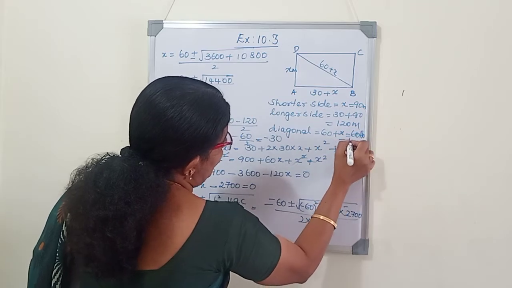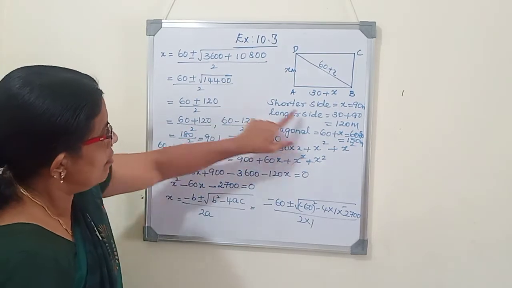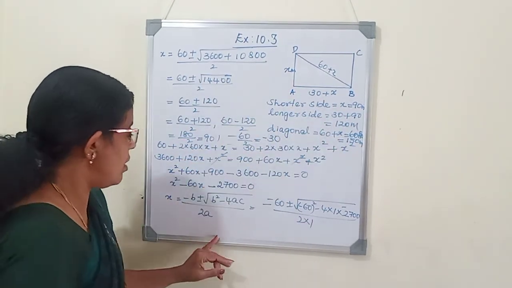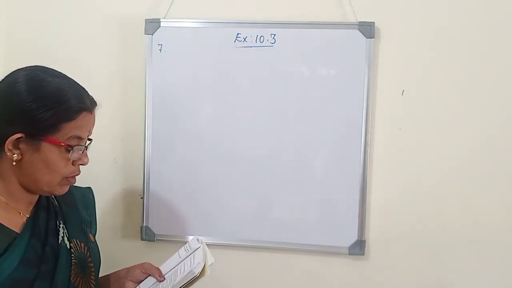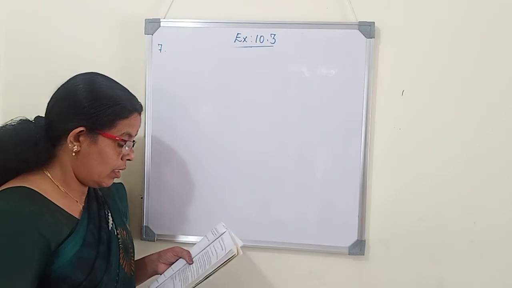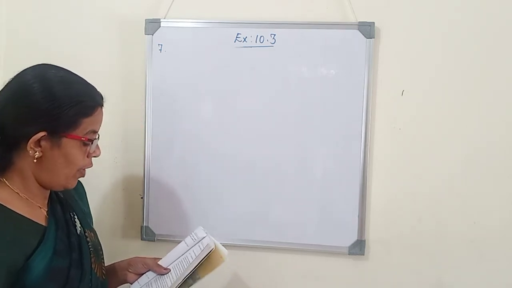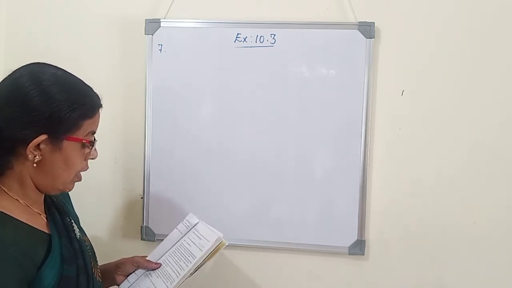That is 150 meters. So the three sides are 90, 120 and 150 meters. Seventh question. The difference of squares of two numbers is 180. The square of the smaller number is 8 times the larger number. Find the two numbers.